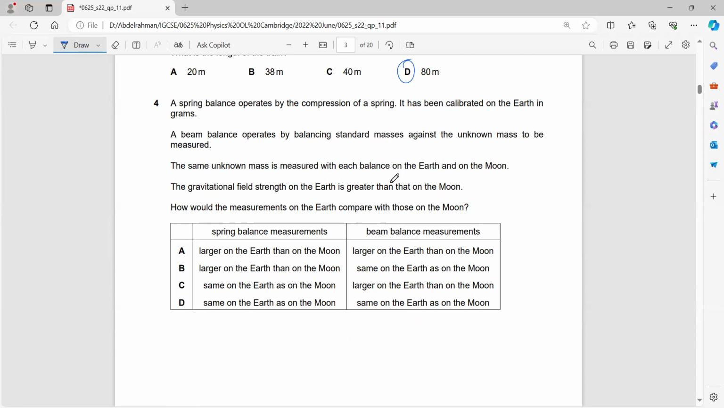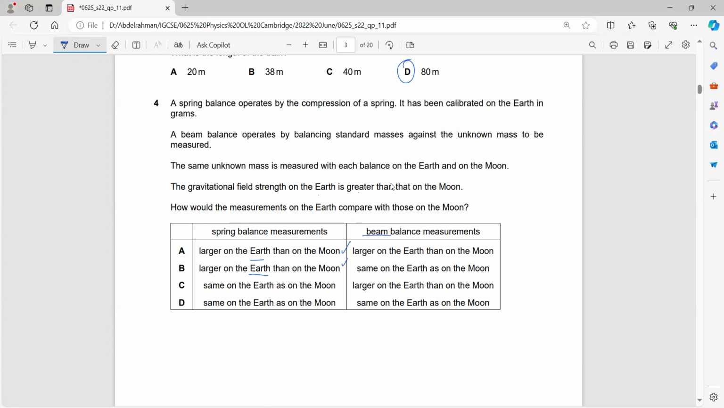The spring balance and the beam balance. How would they compare on the Moon? The spring will be larger, so B. The spring balance reading will be larger on Earth than on the Moon, yes. Why? Because on the Moon it has a weaker gravitational force, or on Earth it has a greater gravitational force. So these are correct.